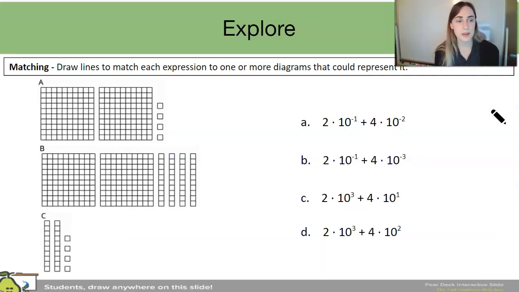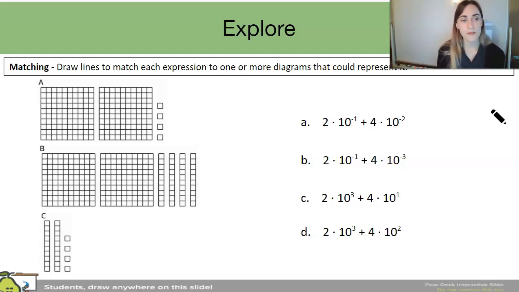So slide C is the beginning of our Explore section. And on this slide, your goal is to draw lines to match each expression to one or more diagrams that could represent it. So these diagrams have a lot of similarities to the diagram we started with in our launch. So you can use some of the things that you noticed about those diagrams here. Our first expression says 2 times 10 to the negative first power plus 4 times 10 to the negative second power. So you'll ask yourself which one or more diagrams could represent that expression.